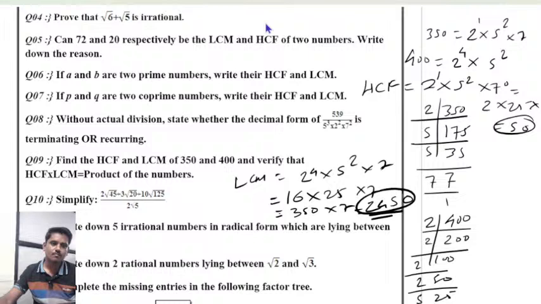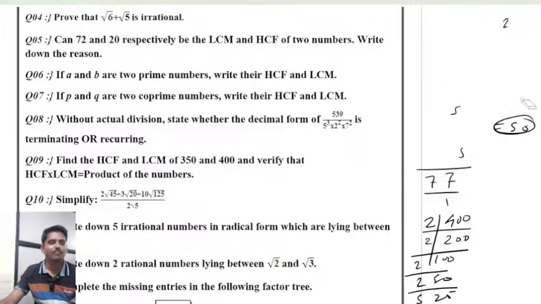Question number 10. Simplify the following number and check whether it is rational or irrational. So here the number is 2 root 45 plus 3 root 20 plus 10 root 125 divided by 2 root 5.